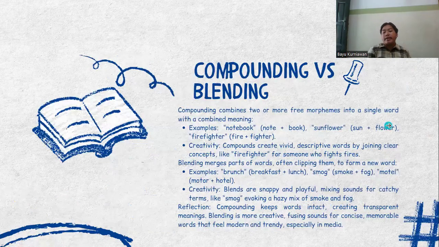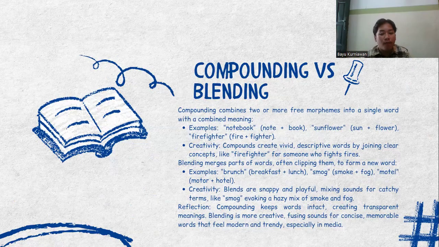Compounding versus blending. Compounding combines two or more free morphemes into a single word with a combined meaning. Like the examples: notebook, note plus book; sunflower, sun and flower; firecracker, fire and cracker. Creativity: compounds create vivid, descriptive words by joining clear concepts, like firefighter for someone who fights fires.